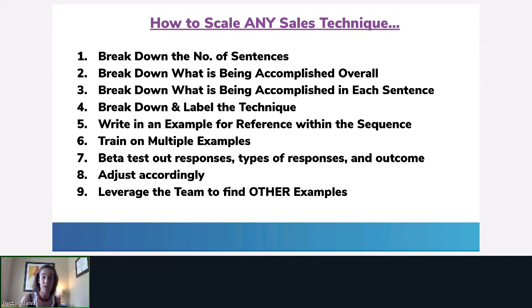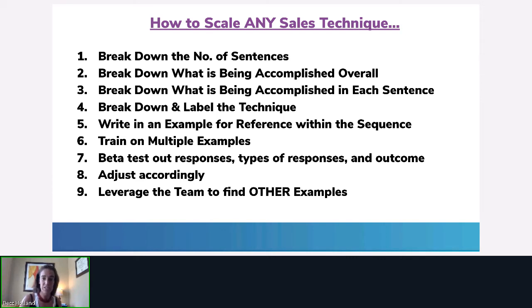A lot of trainers train on pattern interrupts in the beginning, something to break the ice, or an icebreaker. So you just want to diagnose what is happening in that sentence. Number 4, you want to break down and label the technique that is being deployed there.